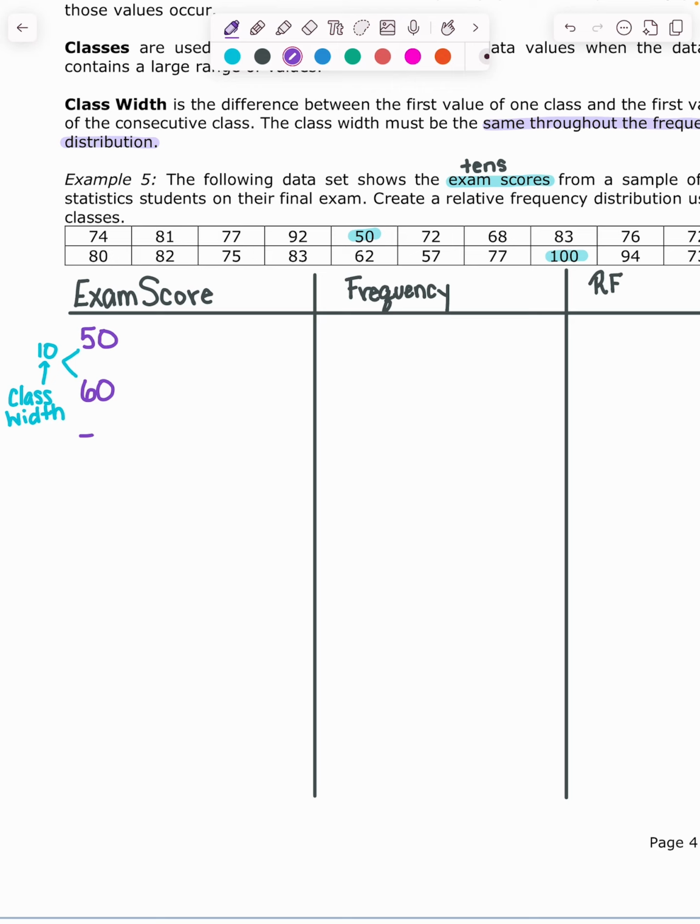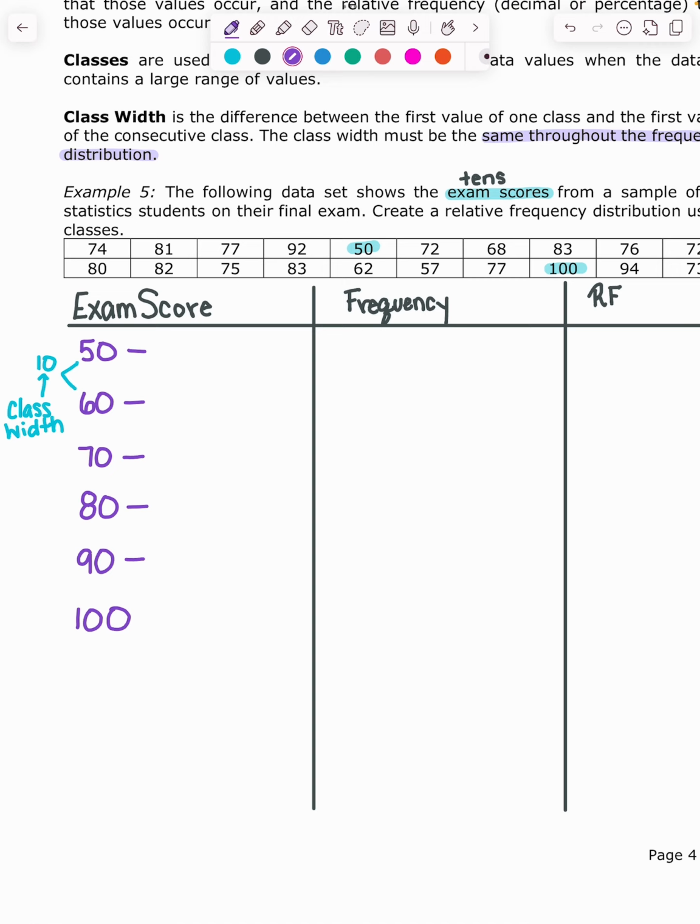And then I'm going to go down another one and do 70 and 80 and 90. And we do have to do 100 because there was a score of 100 on this exam. So that is the first number in each of these classes. So now I need to put a dash in here, indicating what the next number would be. And I'm going to leave the 100 for last. We'll talk about that one in a second.